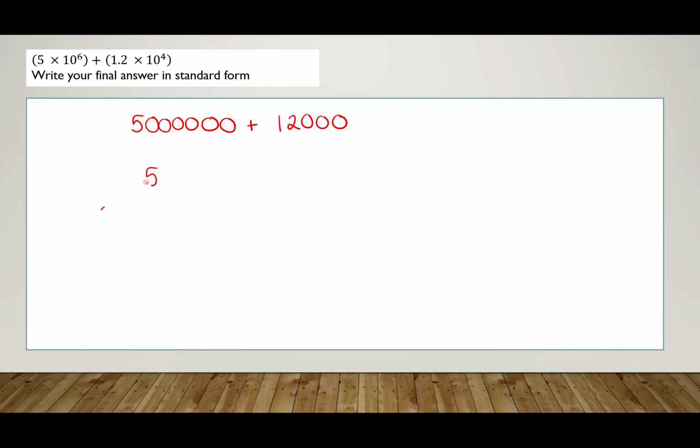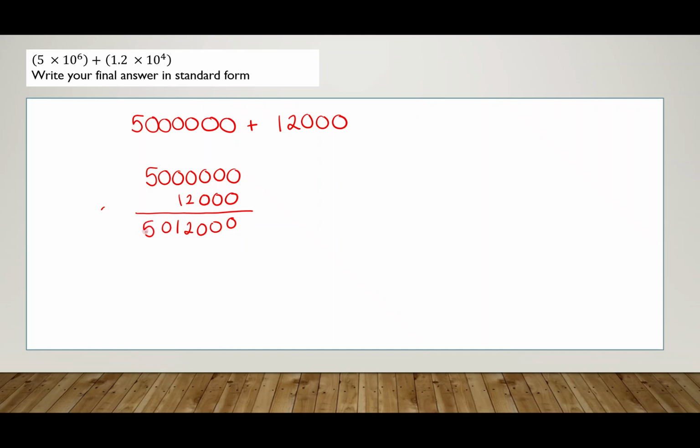So I can add these using a non-calculator method. So I'm going to use a column method to do this. So I'm just going to line up my numbers and add them together. So just a normal method here.